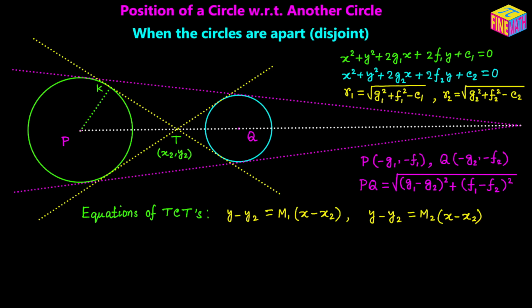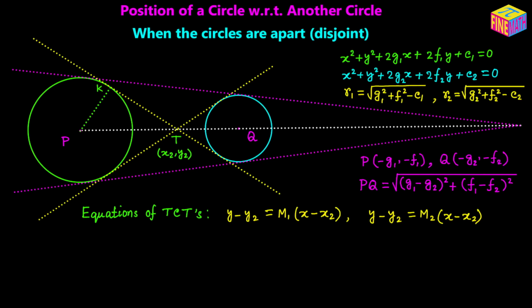Next, let's try to find the equations of the transverse common tangents. Here again, let's assume that the equations are like this: y minus y sub 2 is equal to M sub 1, the uppercase M of course, M sub 1 times x minus x sub 2, and also the other one would be y minus y sub 2 is equal to M sub 2 times x minus x sub 2. Here I am using the uppercase M to keep it different from the previous two equations that we just derived. Now we have already calculated the coordinates of the point T, so we know the values of x sub 2 and y sub 2. The only thing we have to somehow figure out would be the values of M sub 1 and M sub 2.